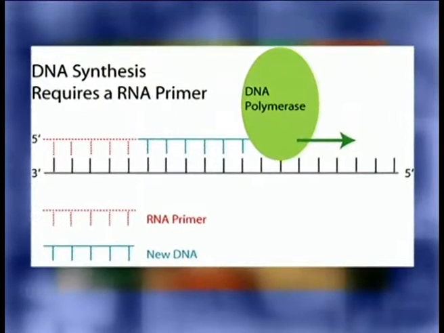RNA primers and their role in DNA replication. DNA polymerase enzymes can initiate DNA synthesis only if there is an RNA primer. This primer is a short piece of RNA, that is, an oligonucleotide, onto which deoxyribonucleotides are added. It is synthesized first at the 5' end and serves as a primer for DNA synthesis.